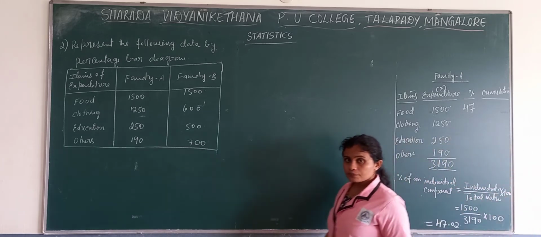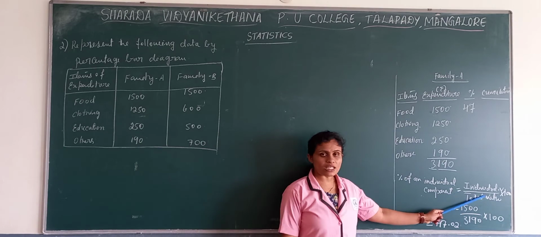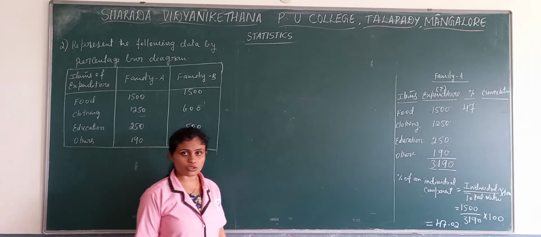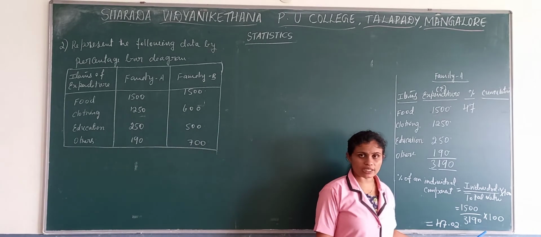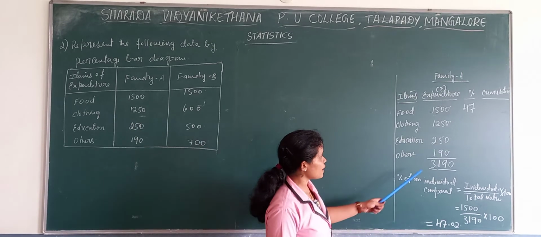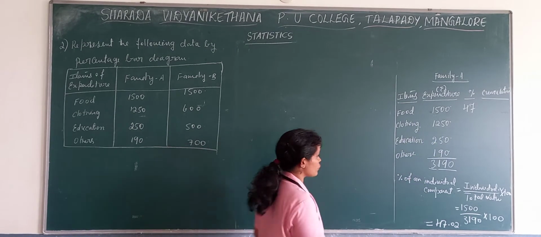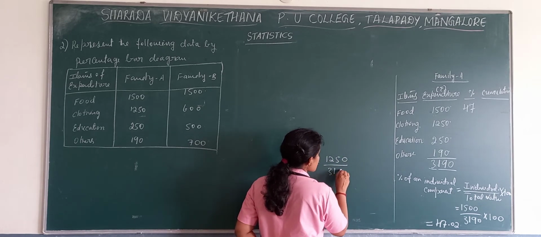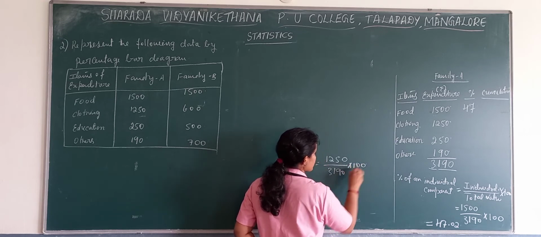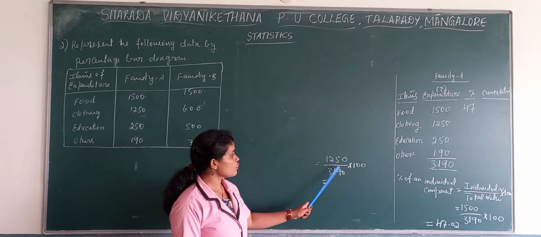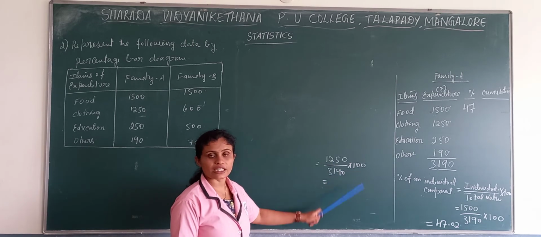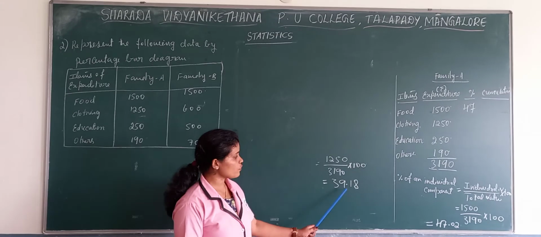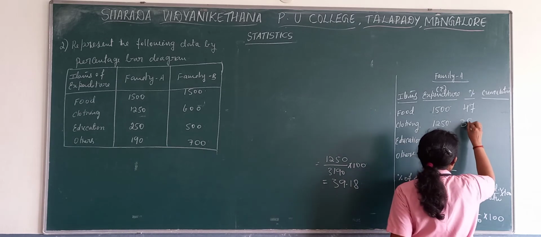Now next, calculation need not be shown every time. Once we have written the formula, any one or two calculations we can show. I have shown one calculation. Next we directly calculate and write. The next one is 1250 divided by 3190 into 100. We get 39.18. We'll write the percentage as 39.